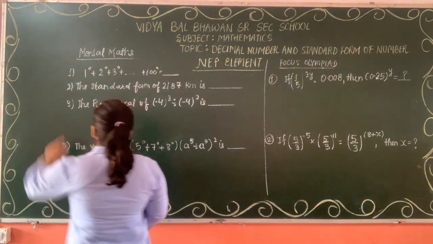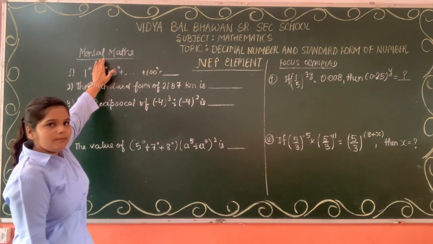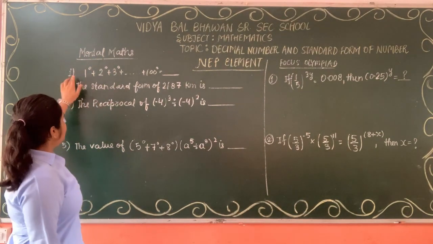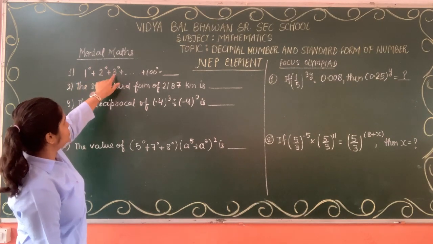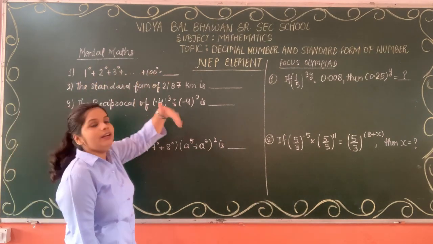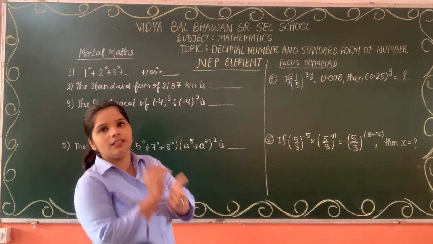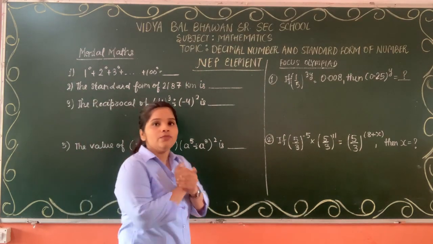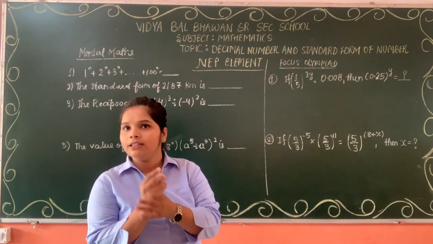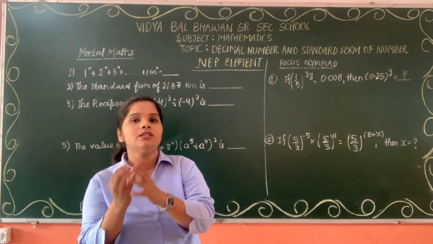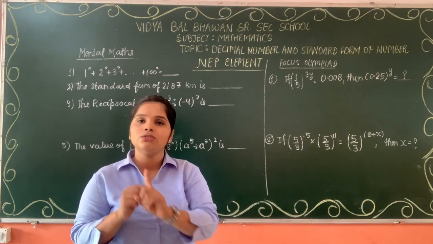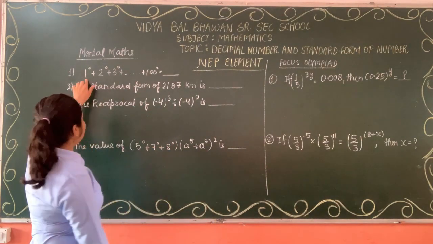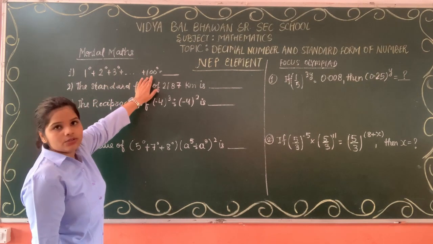We have the first criteria, mental maths questions. First part: 1 raised to the power 0, 2 raised to the power 0, 3 raised to the power 0, till 100 raised to the power 0. We need to find the sum of these numbers. As we have studied, a raised to the power 0 is equal to 1. Any number having power 0 is equal to 1. So all of these numbers will be equal to 1.